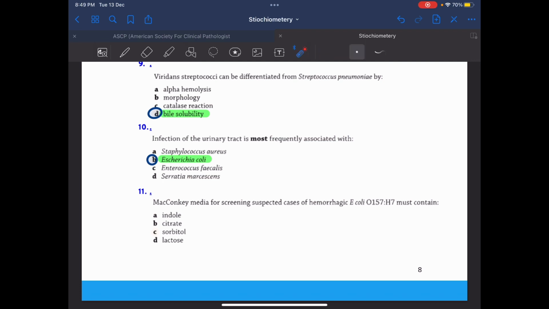Question number 11. MacConkey media for screening suspected cases of hemorrhagic E. coli O157 must contain indole, citrate, sorbitol, or lactose. The correct answer is sorbitol, to differentiate hemorrhagic E. coli from other E. coli.